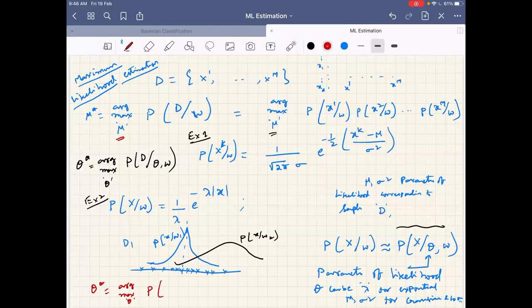So in essence, what we are trying to do is find the best parameters of the likelihood. Take all the samples of the corresponding class for which you want to find the likelihood.